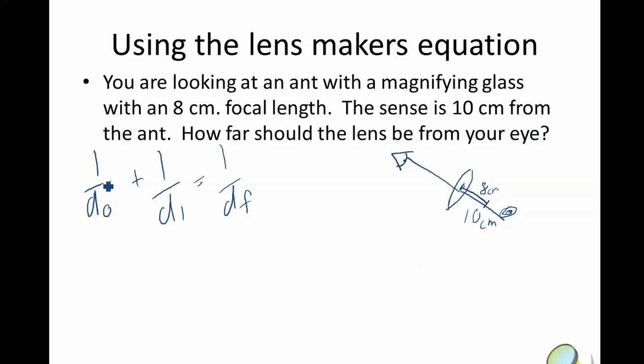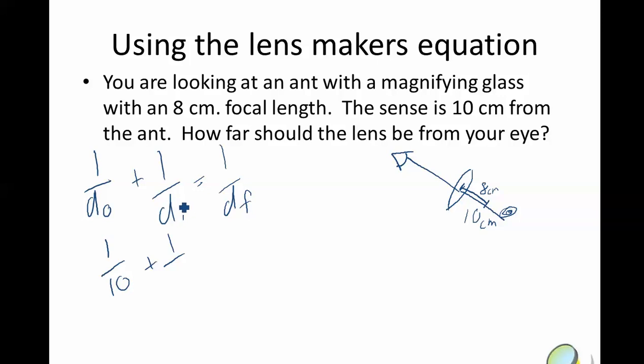Now, let's take a look at these guys. d sub o stands for distance to the object. All of this is in relationship to the lens. So 1 over d sub o is going to be 1 over the distance between the lens and the object. In this case, the object is the ant. So I'm going to put 1 over 10 because it's 10 centimeters from the lens to the ant, plus 1 over d sub i. The 1 over is not going to change.